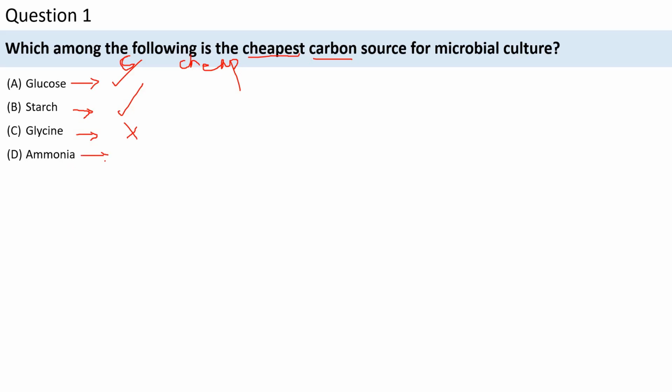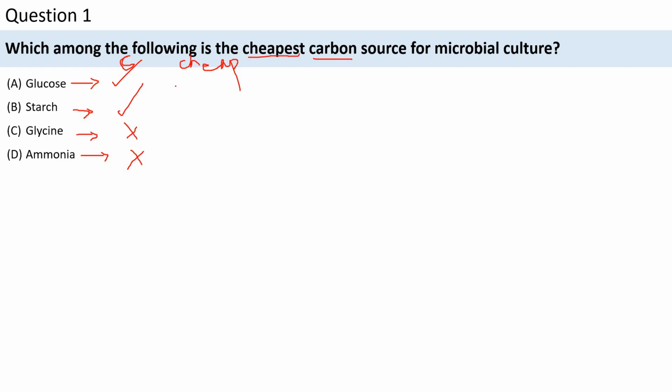Ammonia. Is ammonia a carbon source? No. Ammonia is being used as a nitrogen source, like ammonium sulfate, ammonium chloride, all these are being used as a nitrogen source. So out of 4 options, first of all, glucose and starch are only the carbon source, the other two are not even being considered as a carbon source, right?